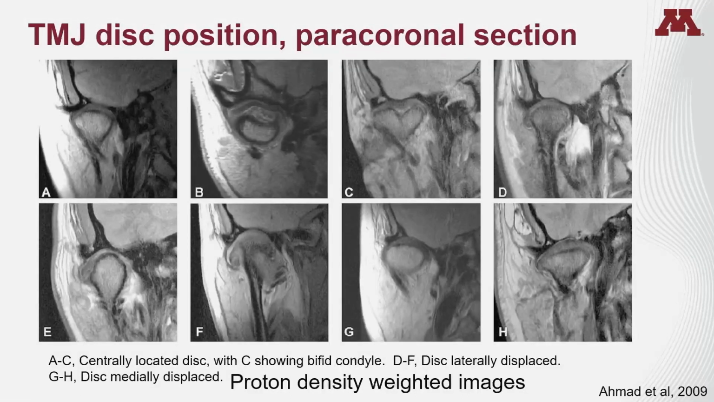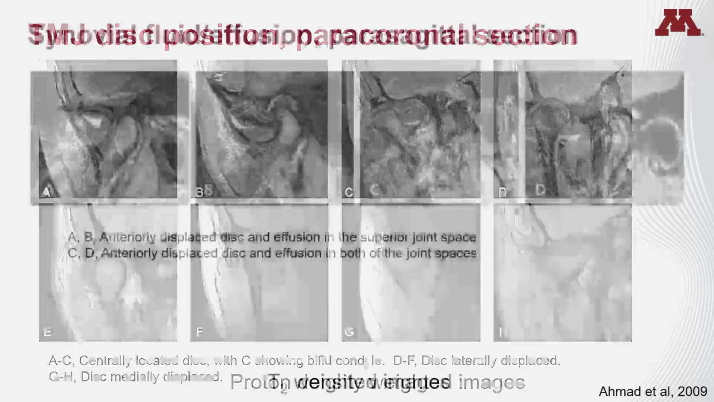If we do a paracoronal, same sort of presentation, you can look at the lateral aspect to it. In other words, is the disc displaced medially or laterally? G and H are medial displaced discs. D, E, and F are laterally displaced. And you can see how the disc bunches up over here. Kind of an interesting angle for me to get to there. But it's pretty darn clear.